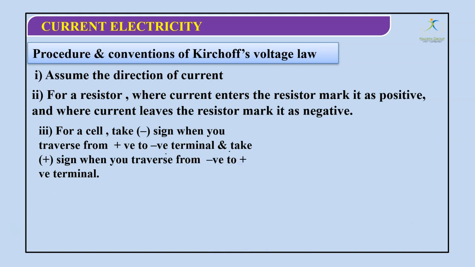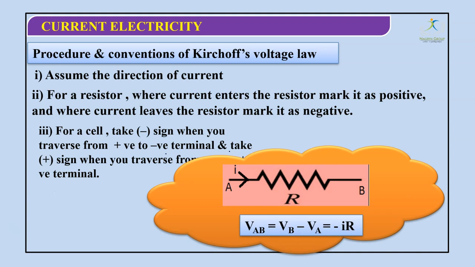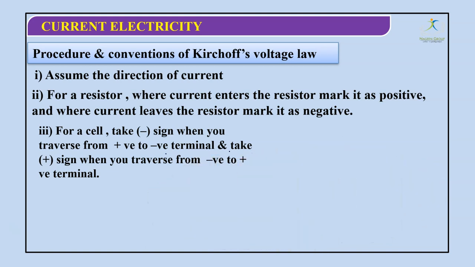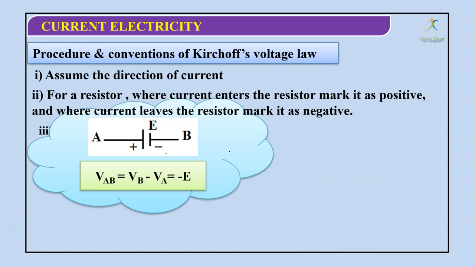Now, what this means is that if we take the potential difference between the points A and B, VAB equals VB minus VA. Because of this, we can take the value of IR. If we take another cell from A to B, with the positive terminal and the negative terminal of the cell, VB minus VA is minus E.